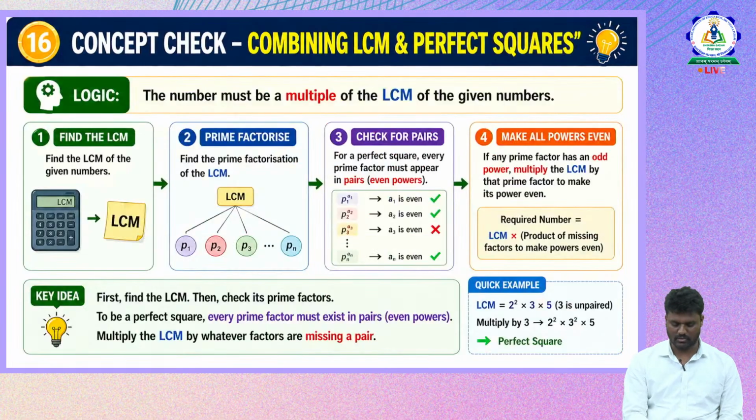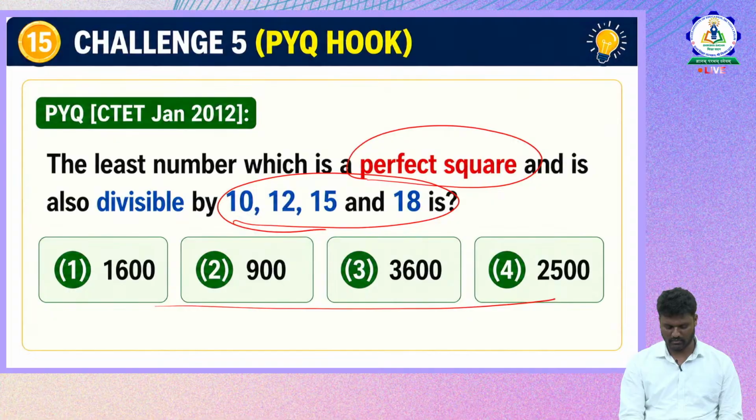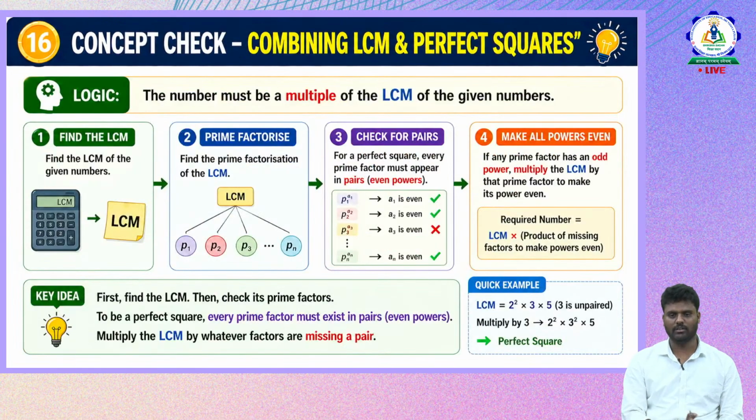Now let us see which concept is required. The logic involved is that the number must be a multiple of the LCM of the given numbers. Whatever numbers are given here, the answer must be a multiple of the LCM of those numbers.